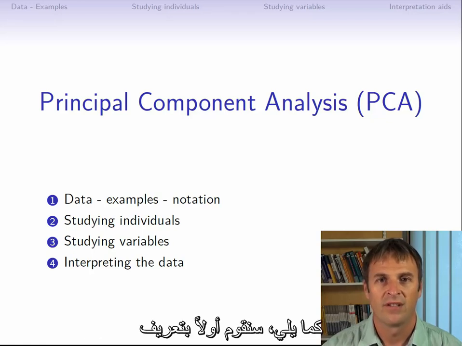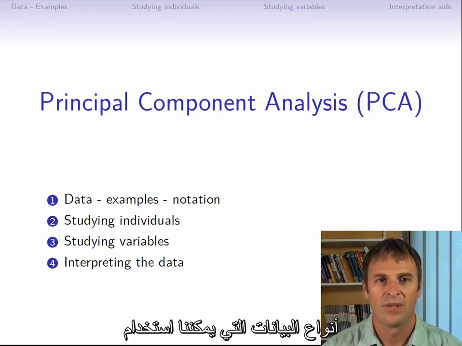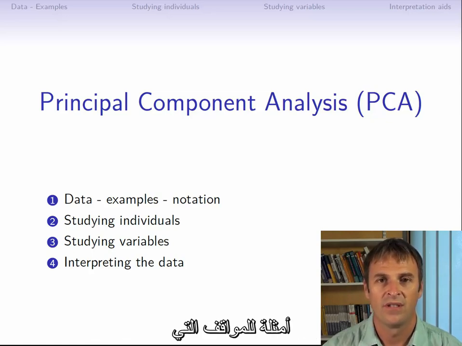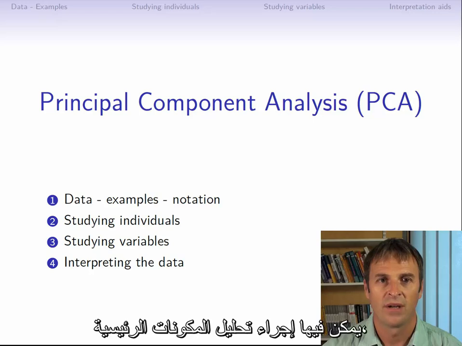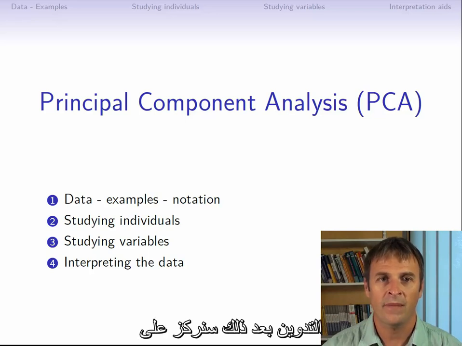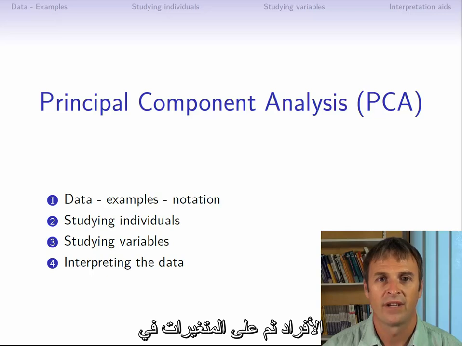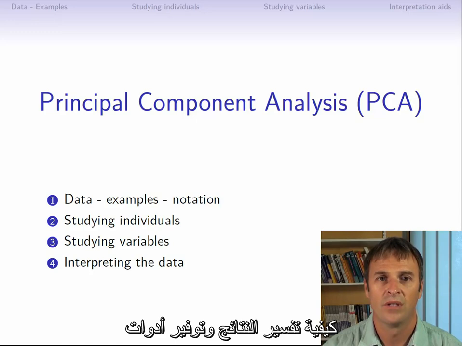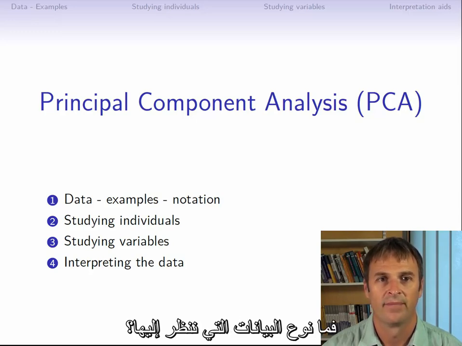We will first define the types of data we can use principal component analysis on. Then we'll look at examples of situations in which principal component analysis can be performed. Then we'll define some useful notation. Next, we'll focus on the individuals, then on the variables. At the end, we will spend some time looking at how to interpret the results and provide interpretation aids.